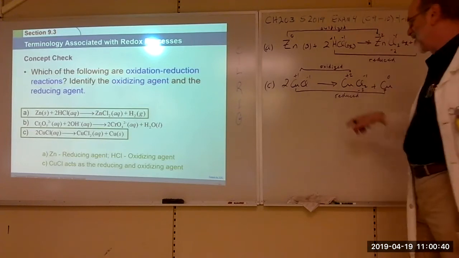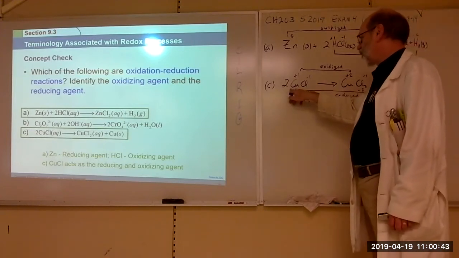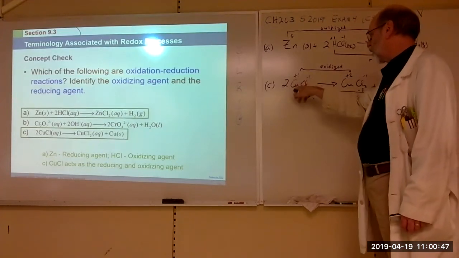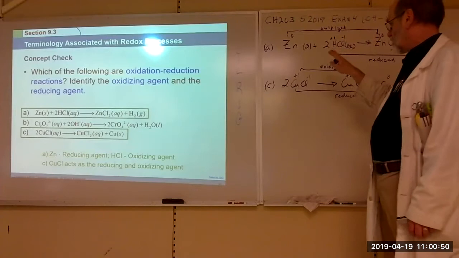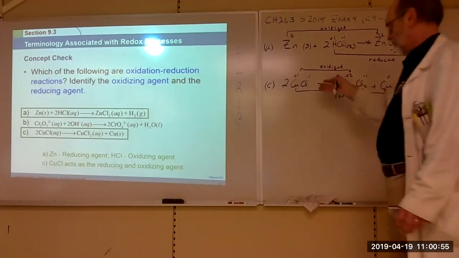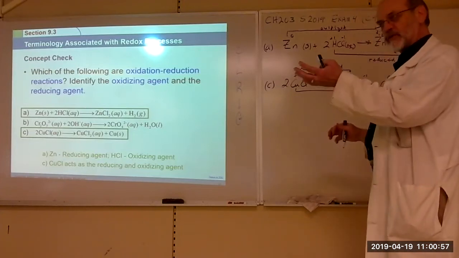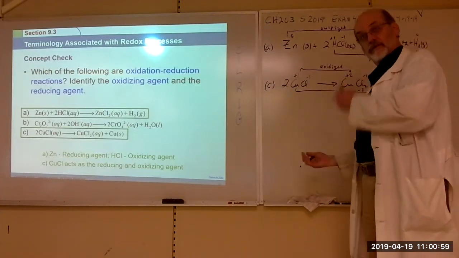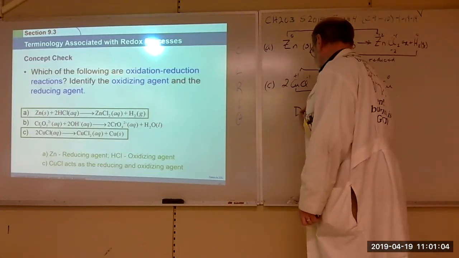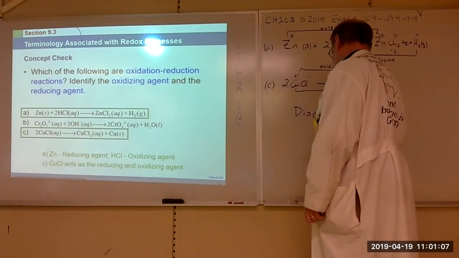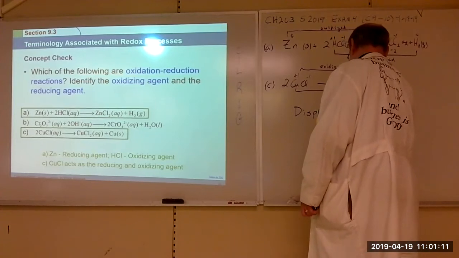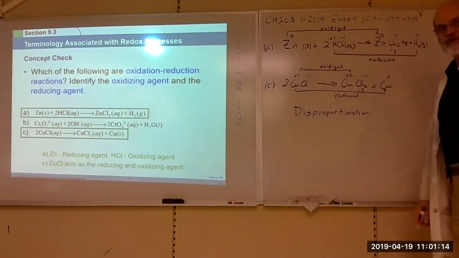So that means copper(I) chloride is both the oxidizing agent and the reducing agent, as written. But we know that one molecule does one thing and the other molecule does the other. This is called disproportionation.